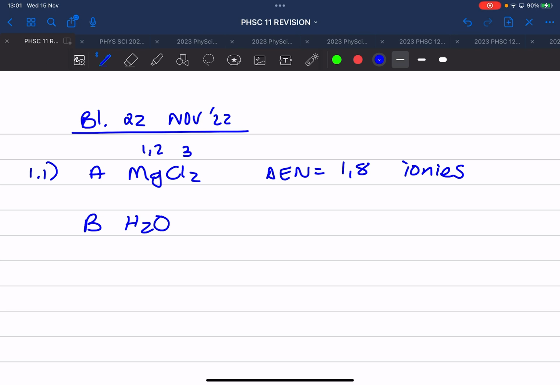Okay. So water, oxygen is 3.5, hydrogen is 2.1. The difference in electronegativity there is 1.4. It means it is polar covalent bonds.